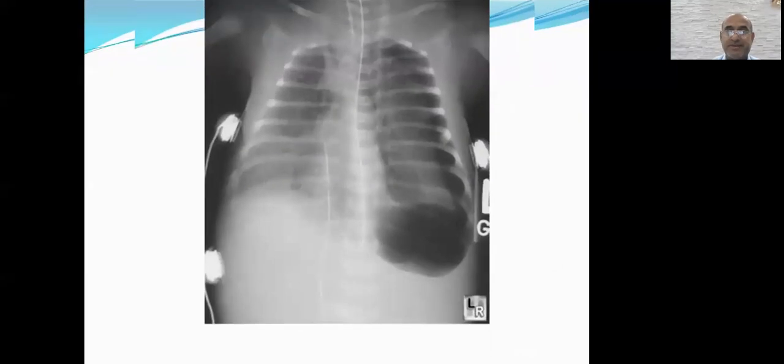This is another example, but here it is complicated by pneumothorax of the left side of the lung. So we have a compressed lung with a clear-cut pneumothorax.